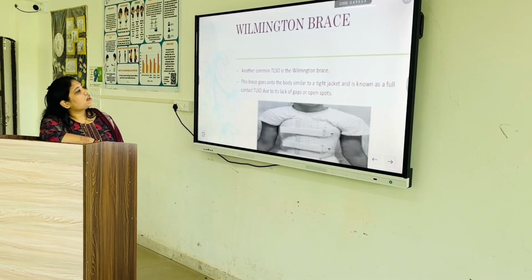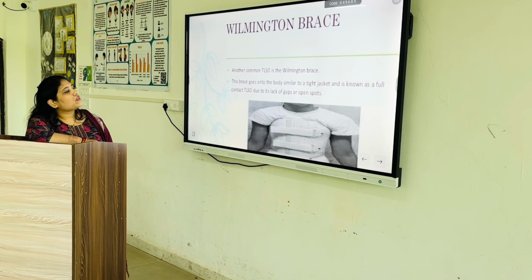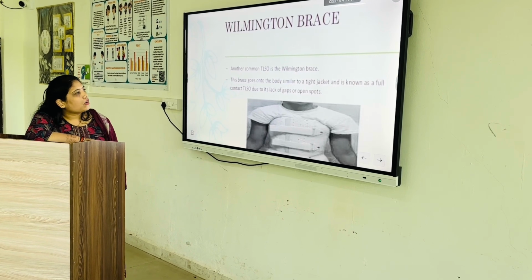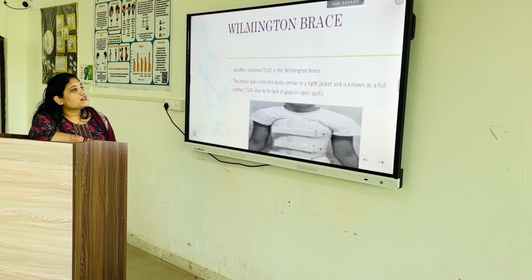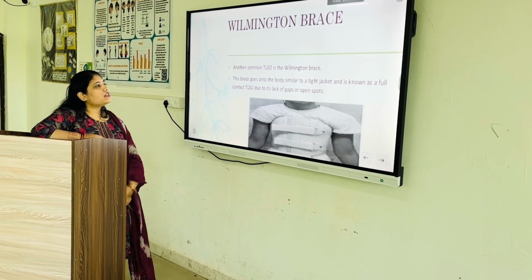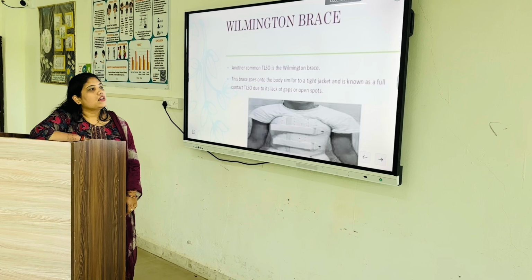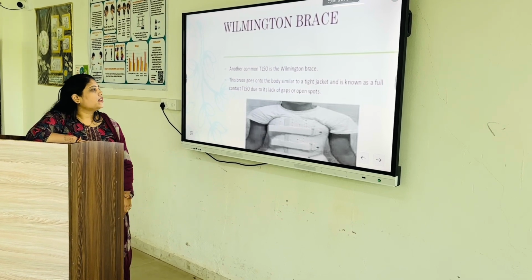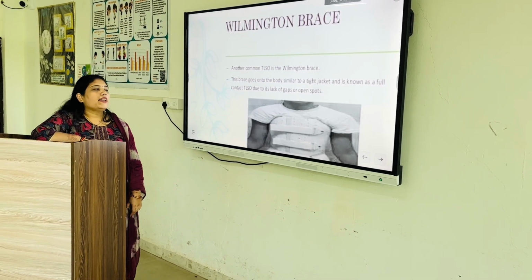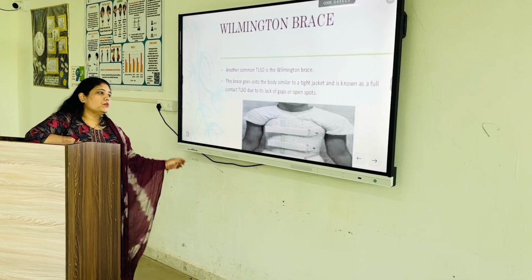Now, the Wilmington brace, another common name for the thoracolumbar sacral orthosis. This brace goes onto the body similar to a tight jacket and is known as a full contact TLSO due to its lack of gaps or open spots.